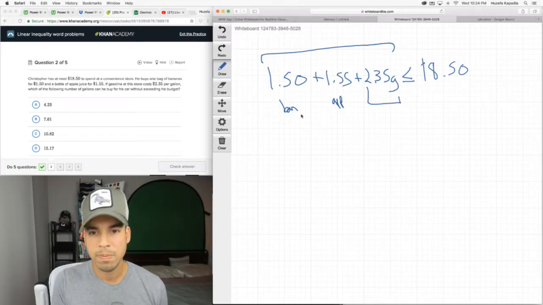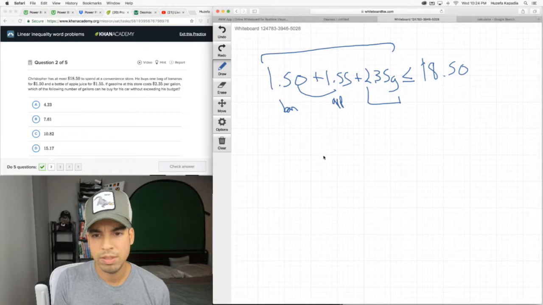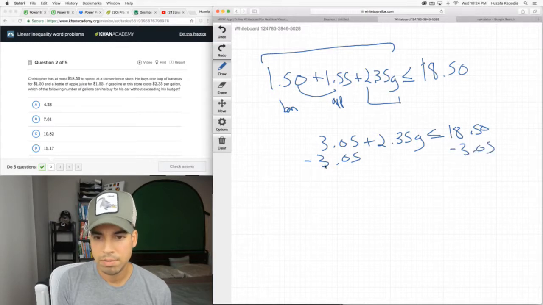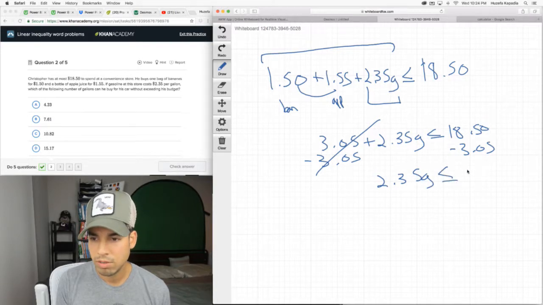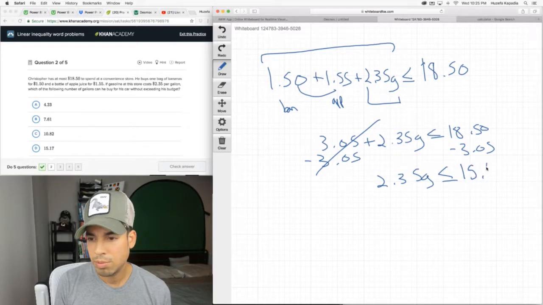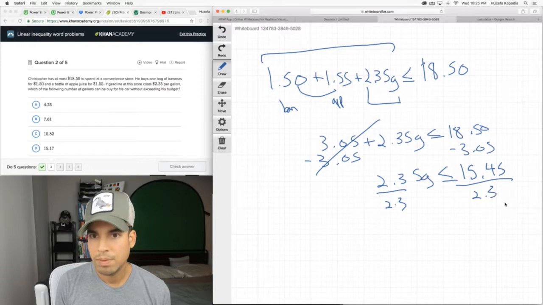Now we just solve this inequality. 1.5, these are constants, plus 1.55 is 3.05, plus 2.35G is less than or equal to 18.50. I'm going to subtract 3.05, subtract 3.05. We got 2.35G, this is also a calculator problem, is less than or equal to 15. I'm sorry, 16. Oops. No, it is 15. Had it right the first time. 15.45. And then we divide by 2.35.